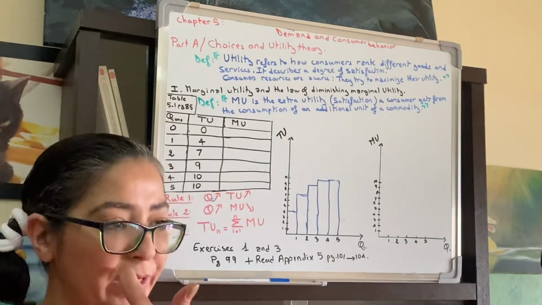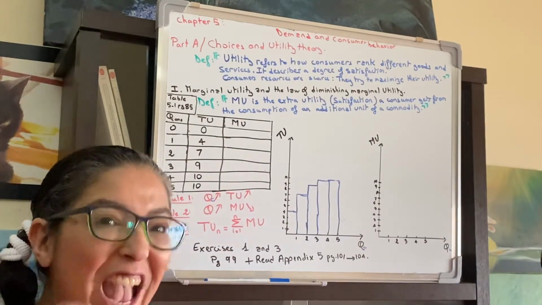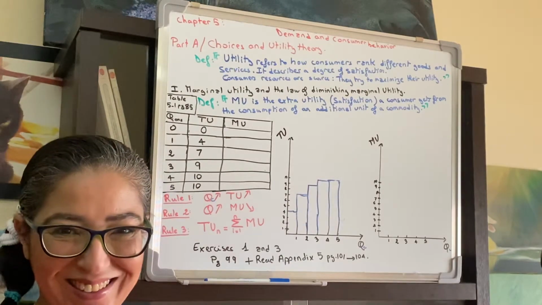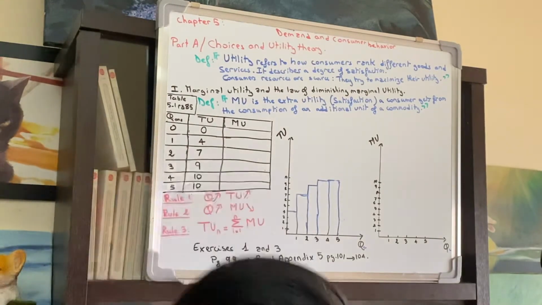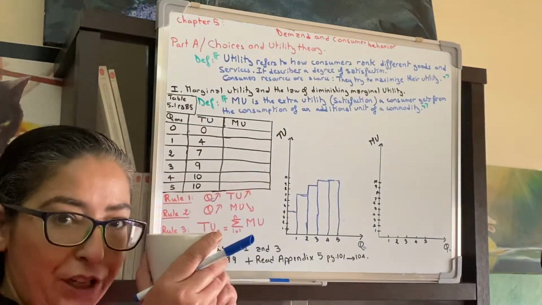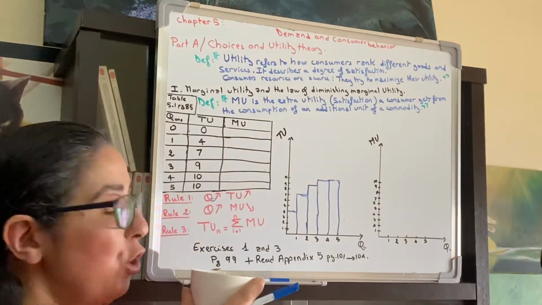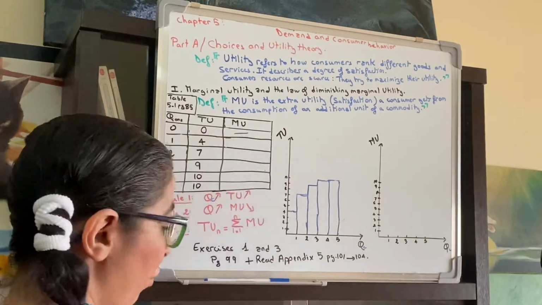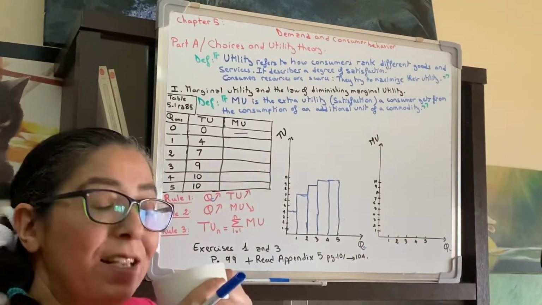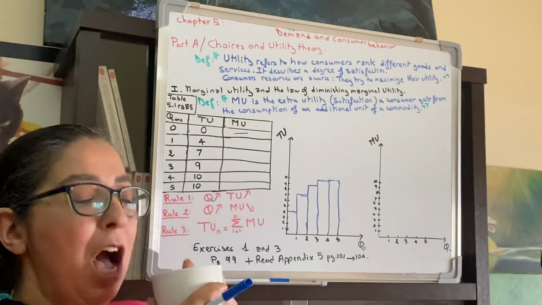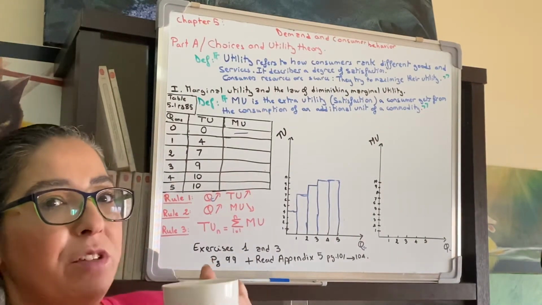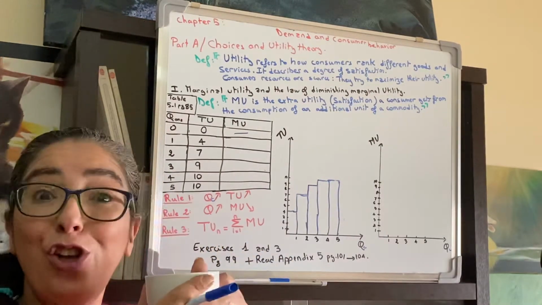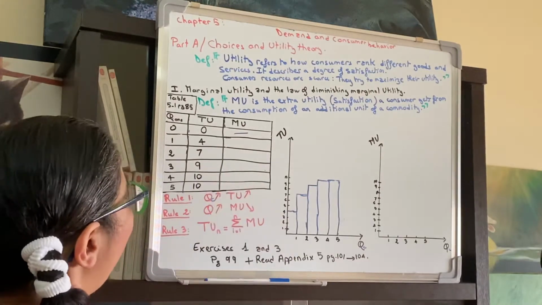For the marginal utility, I'm going to see for each extra unit, how much more utility did I get? Okay? Let's see. First coffee. When you consume 0, 0 doesn't count. When I consume my first coffee, how much more utility did I get? From 0 to the first coffee, I got 4 utils. Here, 4.